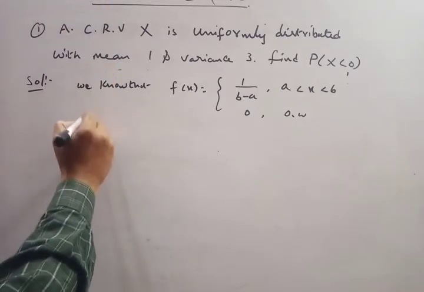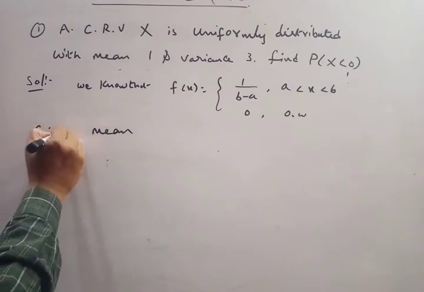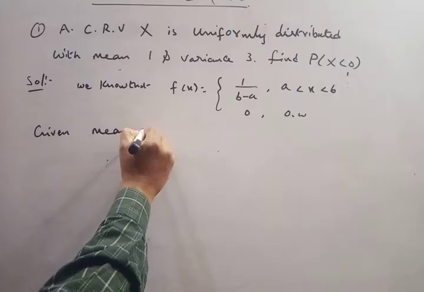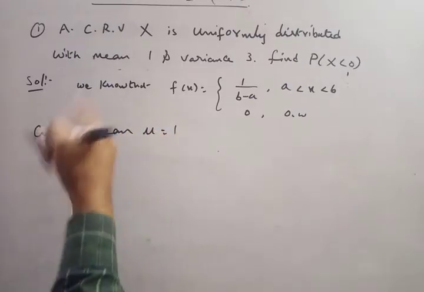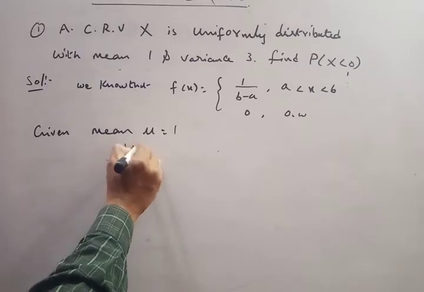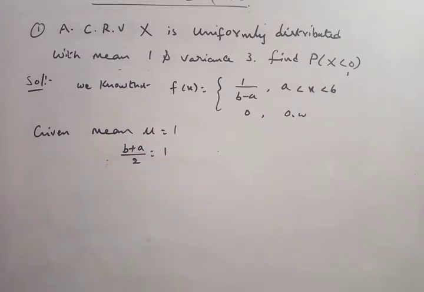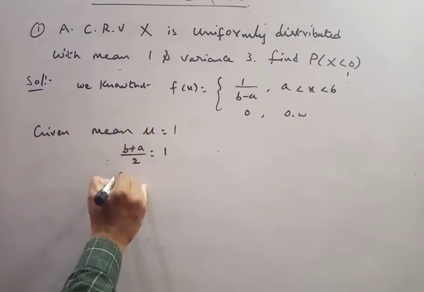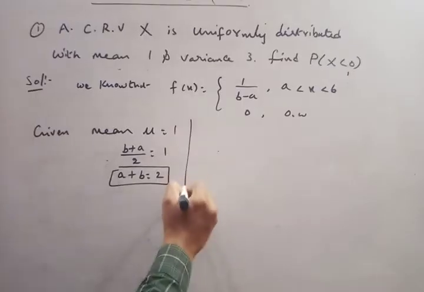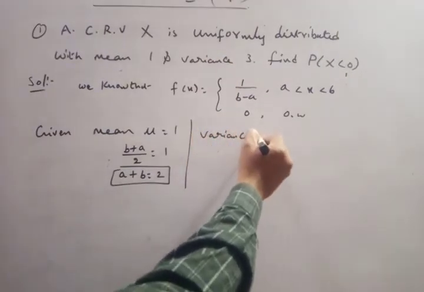Now he gave here the mean. Mean mu is equal to 1. Correct? Actually, what is the mean of uniform distribution, ma? Mean of uniform distribution is (b plus a) by 2 is equal to 1. Correct? So what I get here is a plus b is equal to 2. This is one equation.